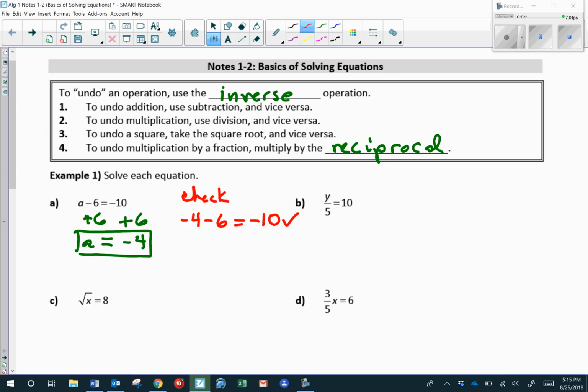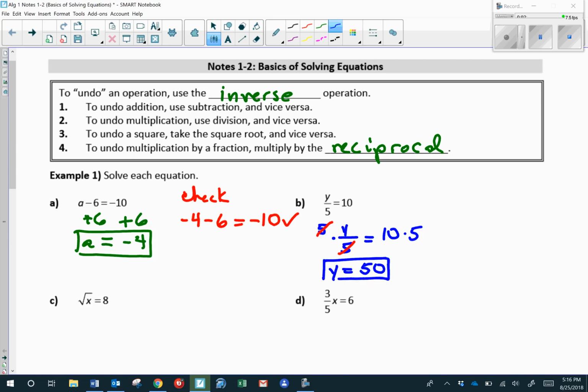In the second equation that we want to solve, we have y over 5. Remember that over is division. So now we want to undo the division by multiplying by 5 on both sides of the equation. So we have 5 times y over 5 is equal to 10 times 5. And that multiplication by 5 and division by 5 undo each other. And we're left with y is equal to 10 times 5, which is 50.